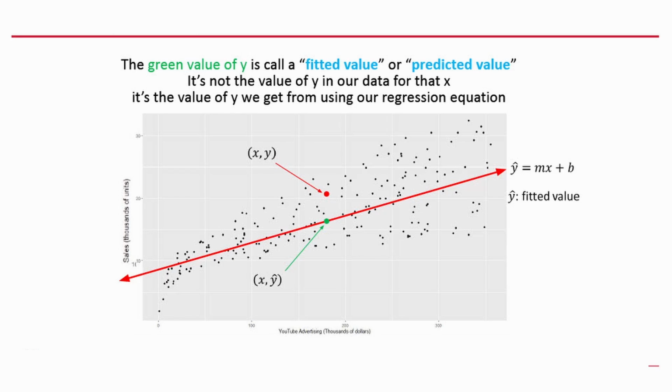So when we write it, we won't write y, we'll write y with a little triangle on top. Sometimes you call that a hat, so you might hear this called y hat, but that is our fitted value or our predicted value for a particular x.